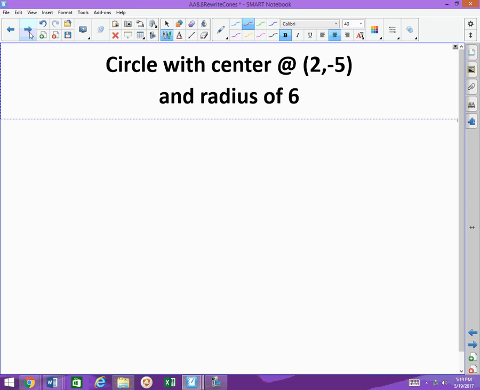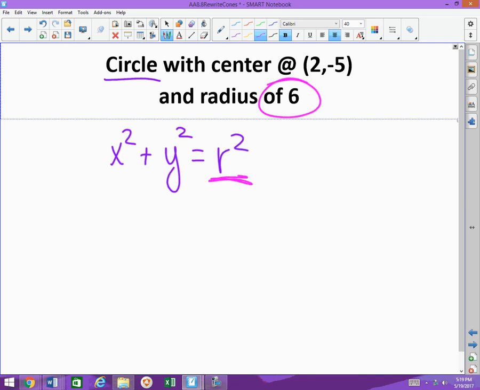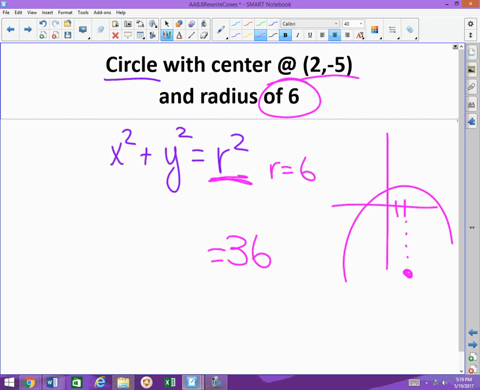It is a circle. So therefore we're dealing with x squared plus y squared equals r squared. It tells us the radius is 6, so therefore we know that r equals 6, and that will be 36. And then since our center is (2, -5) on our graph, (2, -5) is right there, and then our radius is 6, so it's going like so.